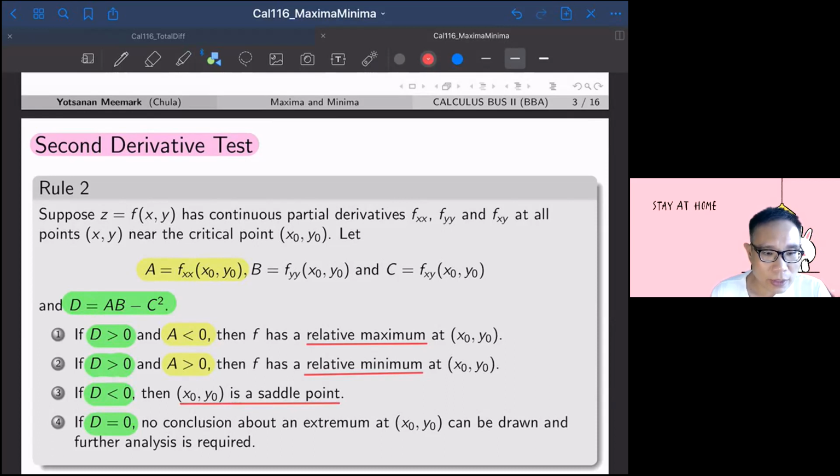And if you have d equal to 0, you have no conclusion about an extremum at (x0, y0), and you're going to need to do another kind of analysis in order to determine it. Okay, so we're going to have examples 1, 2, 3, and 4 after this.